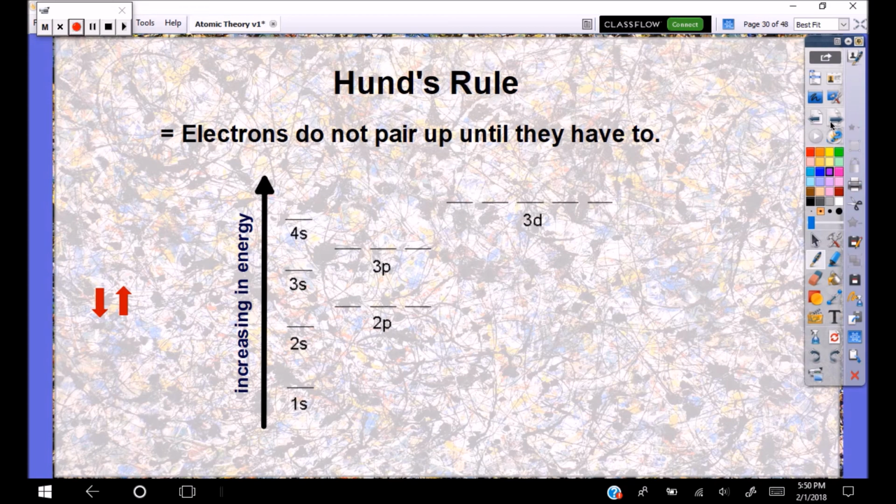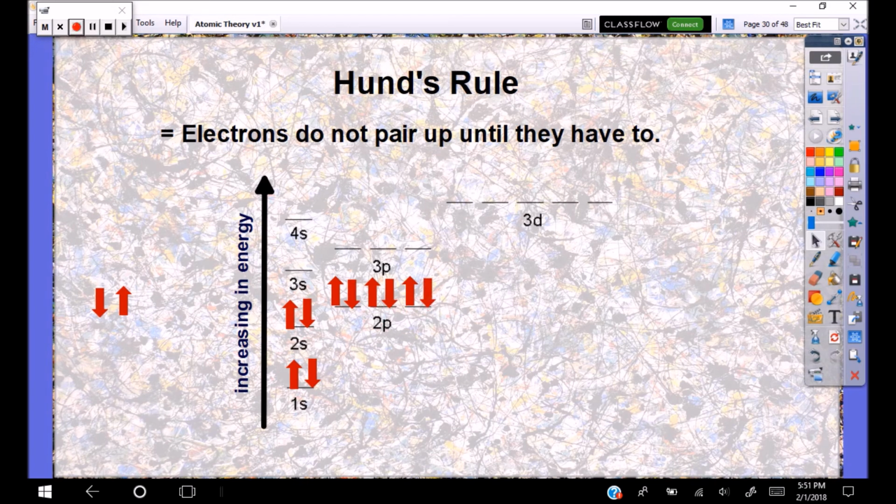Remember, electrons are negative. They have repulsions. They don't like to be near each other. So, for that reason, we can start pairing things up as normal. But once we get into the same energy level and multiple electrons can be in that energy level, we like to spread out as far as possible. So, everything's going to fill the boxes. And then once each box is filled with at least one, then we can start pairing.